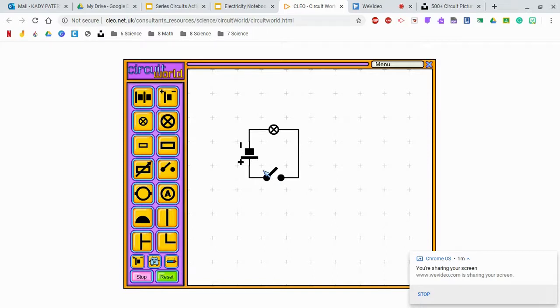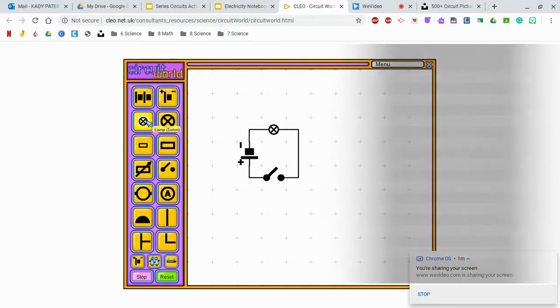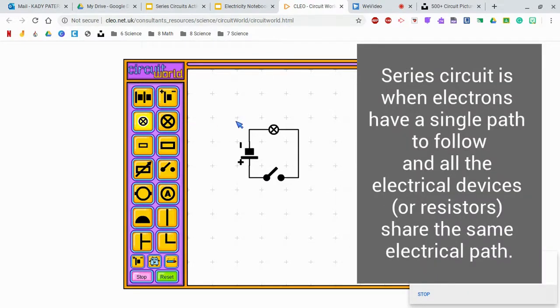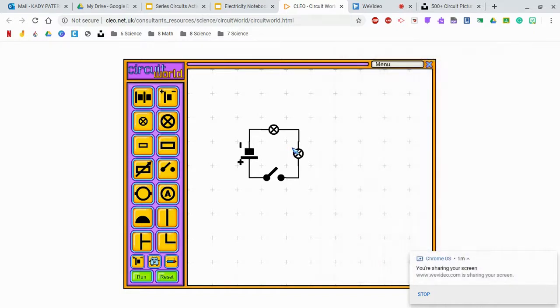This week, we're going to talk about series circuits. It has more things in it, but they keep one path, right? So I'm going to add a second lamp to my circuit. Now you can see we have a switch, we have a battery cell, and we have 2 lamps. In a series circuit, electrons have to have a single path to follow, and all the electrical devices share that one electrical path. So you can see that everything is just on this one square.